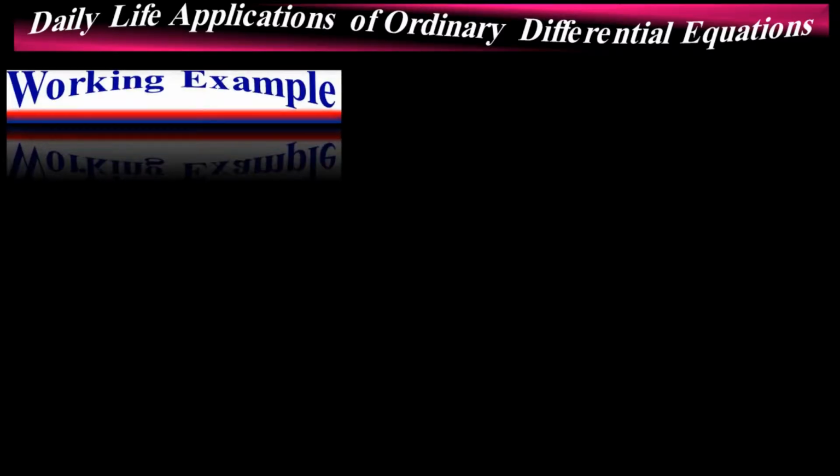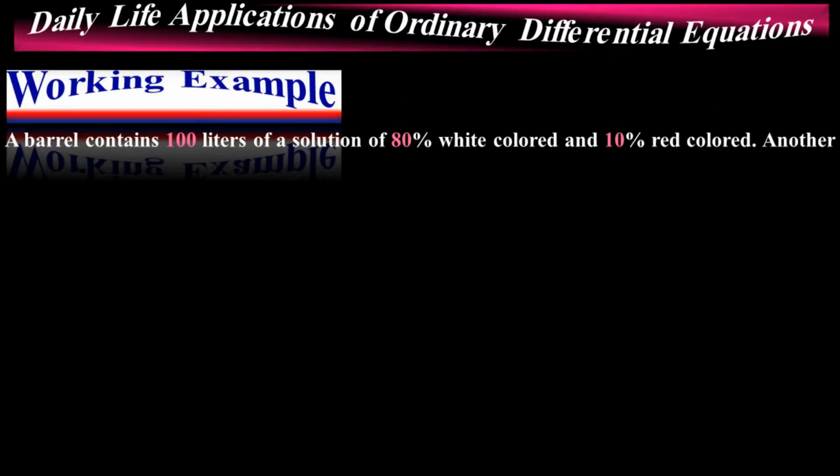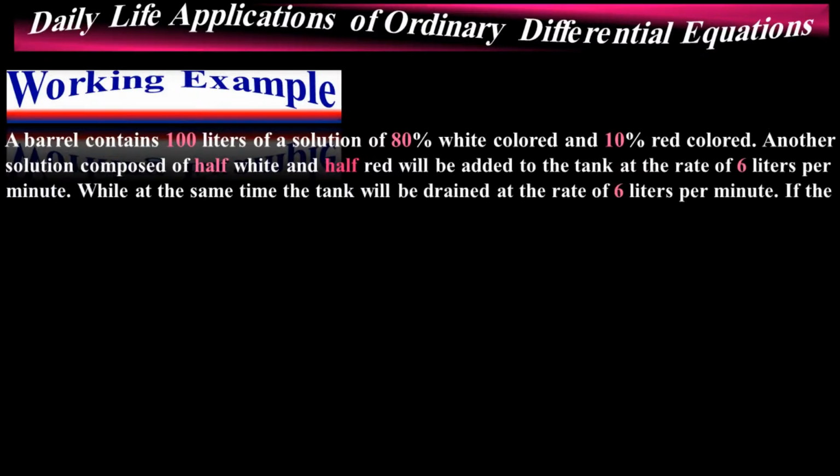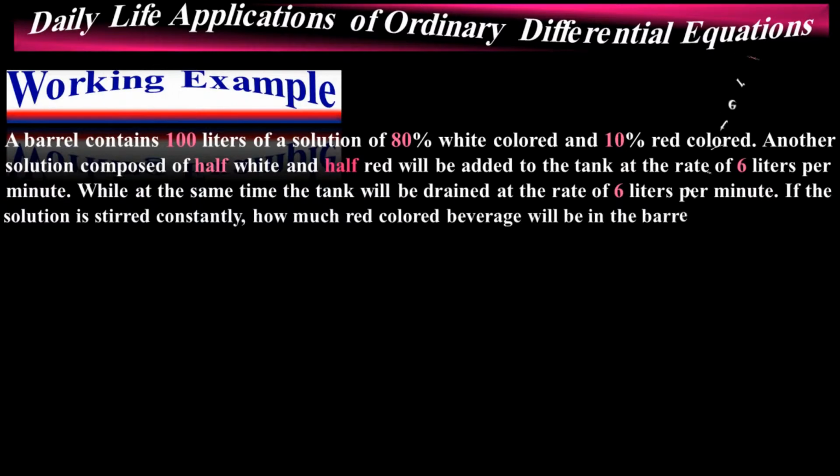Let me solve one more working example of differential equation. A barrel contains 100 liters of a solution of 80% white color and 10% red color. Another solution composed of half white and half red will be added to the tank at the rate of 6 liters per minute, while at the same time the tank will be drained at the rate of 6 liters per minute. If the solution is stirred constantly, how much red colored beverage will be in the barrel after 8 minutes?